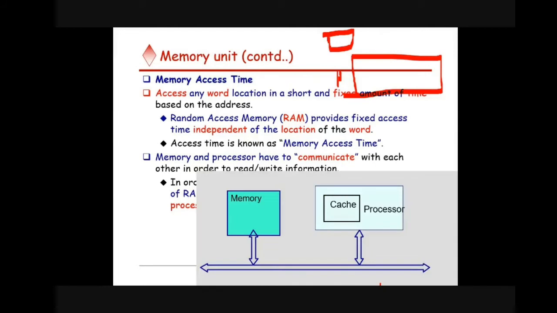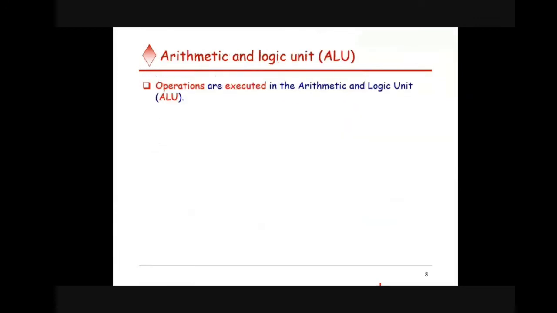So this is what we discussed. Cache is also a part of the memory which is present inside the processor. So this is all about the memory unit. Now we'll move on to the next unit, that is the arithmetic and logic unit. What will this arithmetic and logic unit do?